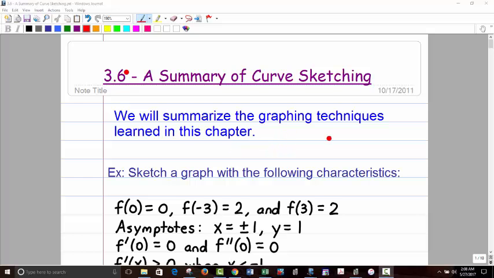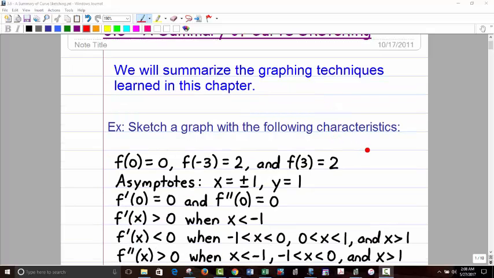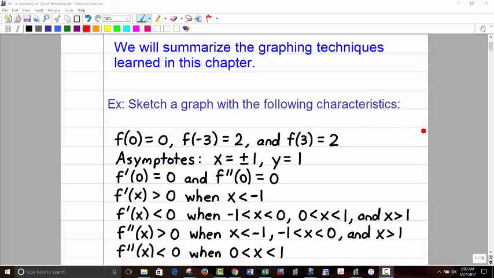Now let's start out with one of these problems where it gives you the characteristics. These can often be challenging for students because you certainly don't have any kind of function you can type in a calculator and look at the graph. You have to get a general sketch based on information about the graph.